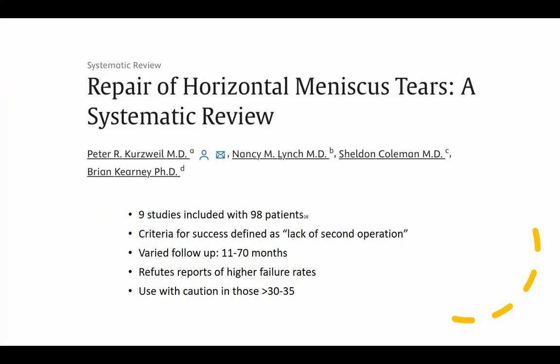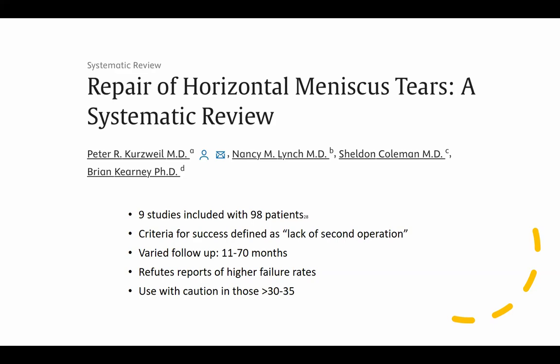Furthermore, the data regarding meniscal repair in the setting of horizontal cleavage tears is scarce, as we mentioned before. Moving on to the meta-analysis, the 9 available studies that were included at the time of this publication included 98 patients with a median age of 23. The overall success rate was 78%, which is consistent with all tear types when it comes to repair. However, those over 35 tended to have inferior results.